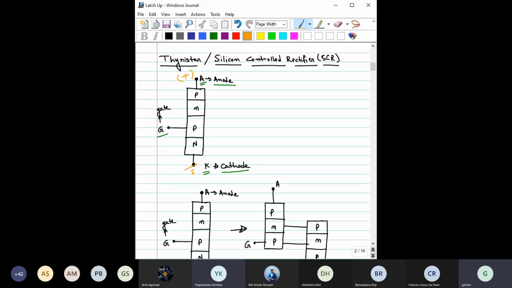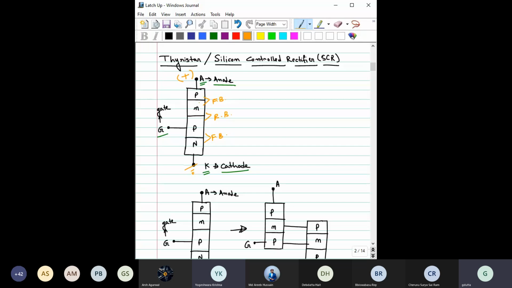Okay. When you have applied positive voltage to this anode, what will happen to this PN junction? This PN junction is in forward bias. Do you agree with me? What about this PN junction? This is also forward bias, right? What about this PN junction? This is in reverse bias, right?